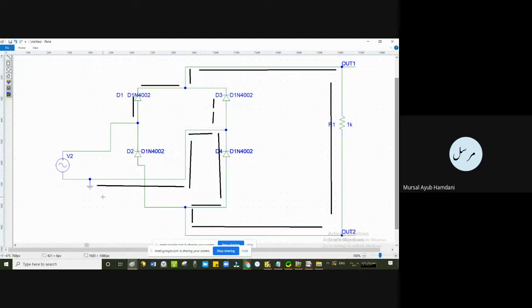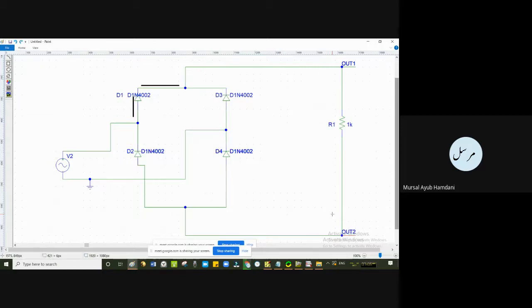In the positive half cycle, across this resistance R1, that is the voltage Vout1 minus Vout2, we have the input voltage coming across it, because the current is moving in one particular direction. You see the current direction is from top to down. So let us see what happens in the negative half cycle.